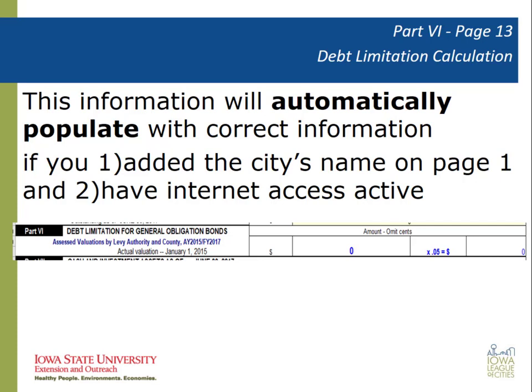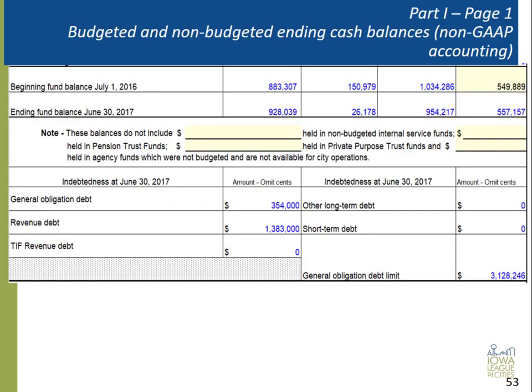When you put in your city's name way back at the beginning on page 1, if you have internet access, this piece will automatically populate for you. It's going to fill in your assessed valuation and then do the calculation for 5% and let you know what your constitutional debt limit is. This is a great number for your council to know. It is certainly not advisable to take out as much debt as you are allowed to by the limit. You always want to keep some in reserve in case of an emergency.